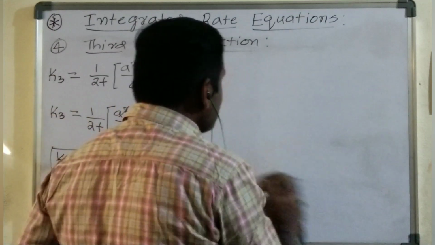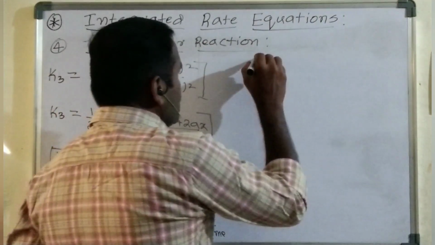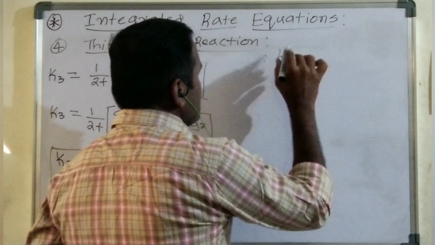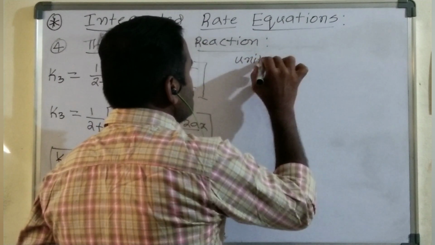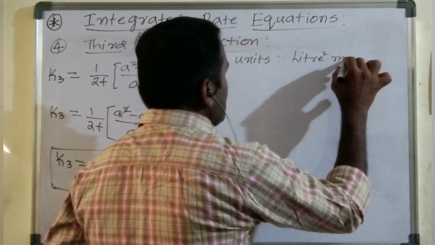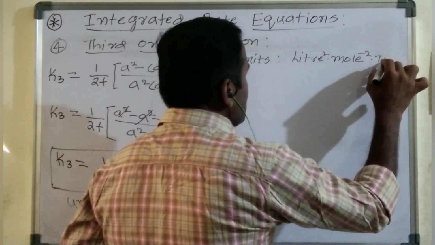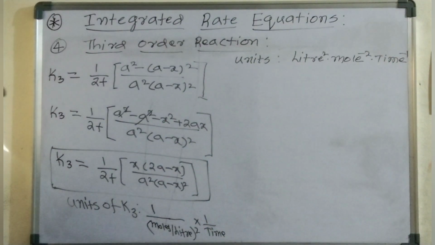It's a unit I can write down. This is in moles per liter. Here, moles per liter, so that I can write the units of the third order rate constant: liter squared and mole inverse. You will get the units as liter squared, mole to the power -2, and time inverse. So after simplifying, liter squared, mole to the power -2 and time inverse are the units for the third order rate constant.